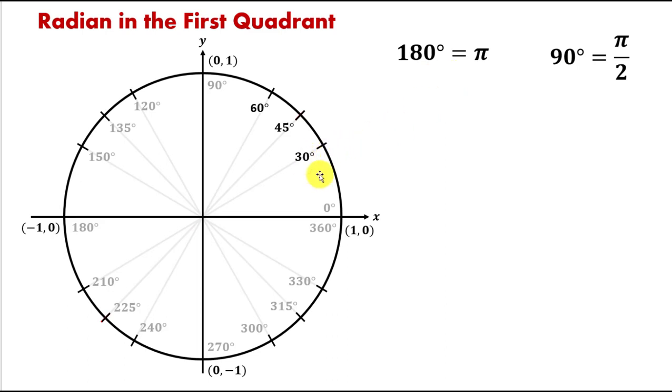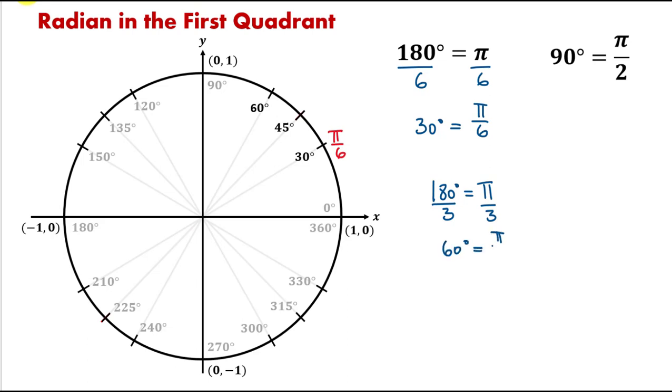For example, to find the equivalent radian measure for a 30-degree angle, I can use the fact that 180 degrees equals pi and divide each side by 6. 180 divided by 6 gives me 30 degrees, and I can see that it's equivalent to pi over 6 radians. Similar way, I can find what 60-degree angle is equivalent to in radians. If 180 equals pi, then dividing both sides by 3 will help me to see that 60-degree angle is equivalent to pi over 3 radians.